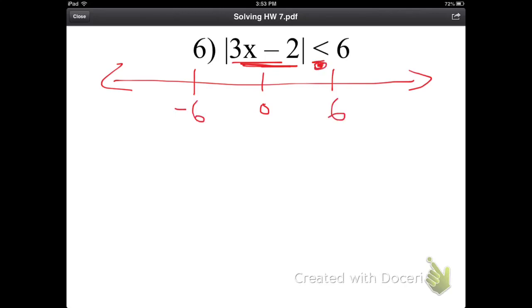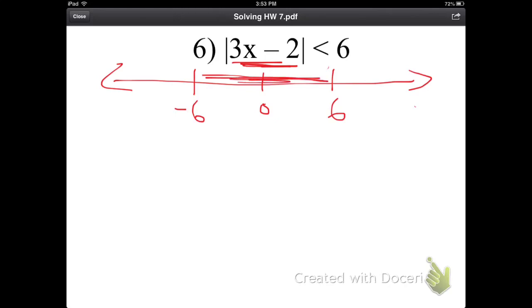Alright, since it has this less than business here, it can't be anything outside this range. Like if you were to put in 12, well, that's not less than 6. Or if you were to put in negative 14, when you take the absolute value, it won't be less than 6. So we need just the inside, the numbers between negative 6 and 6.